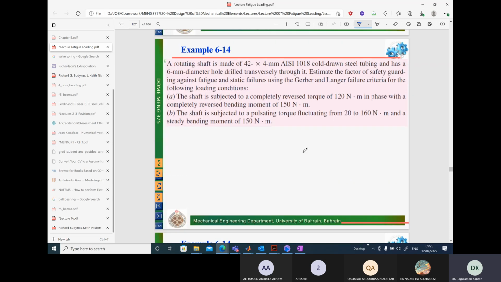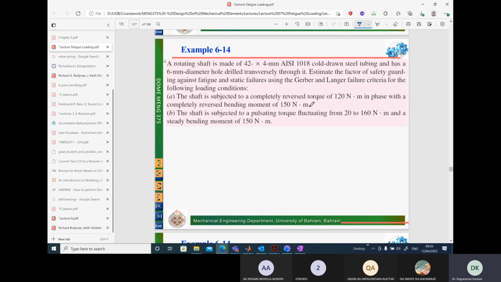So let's see an example problem of how to apply this, where you have a combination of loads. A rotating shaft is made out of 42 by 4 mm AISI 1018 cold drawn steel tubing and has a 6 mm diameter hole drilled transversely through it. Estimate the factor of safety guarding against fatigue and static failures using Gerber and Langer failure criteria. The shaft is subjected to two different cases: completely reversed torque of 120 Newton meter in phase with completely reversed bending moment load. So this is important.